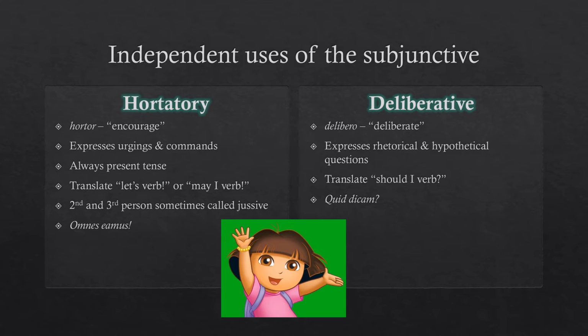Now that we know how to form the present active subjunctive, let's learn a few of its independent uses. First, the hortatory subjunctive. The word hortatory comes from the Latin verb hortor, which means to encourage, and as such, hortatory subjunctives express urgings and polite commands, in contrast with imperative direct commands. One nice thing about hortatory subjunctives is that they are always present tense and are often marked with exclamation points. To translate hortatory subjunctives, supply the English words let or may, as in let's verb or may I verb.